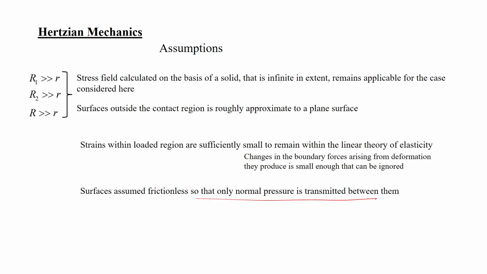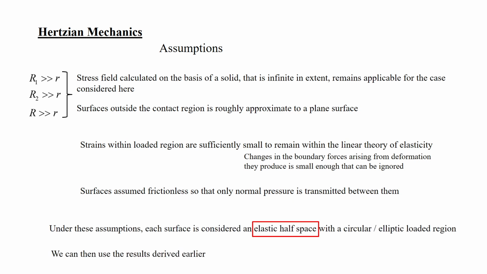As I was telling some time back, there are no asperities and no waviness about this contact, and so the surface is completely smooth, with no friction and no asperities. Therefore, the force that gets transmitted between them is basically normal pressure, and there is no friction between them. Now, under these assumptions, we can think that each surface is an elastic half space with a circular or elliptic loaded region.